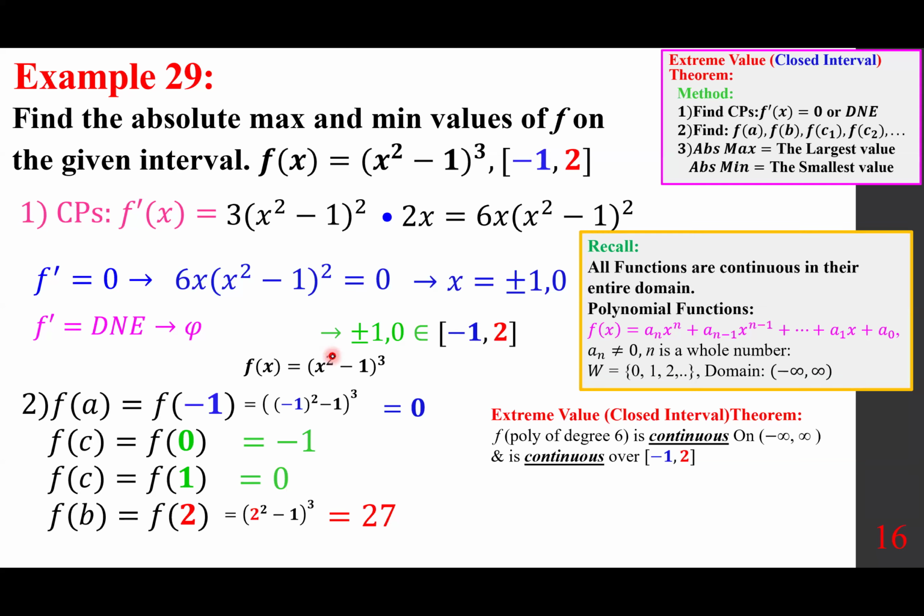And when you do so, the maximum is 27. So the absolute max is the largest value, 27 at this pair. And the absolute min is the smallest value, negative 1 at this pair, 0 comma negative 1. You write it in this fashion. Absolute maximum is 27 at 2. Absolute minimum is negative 1 at 0.